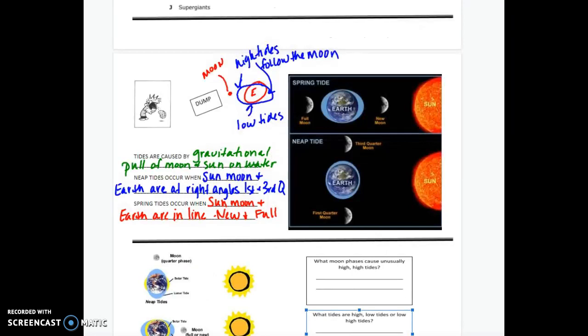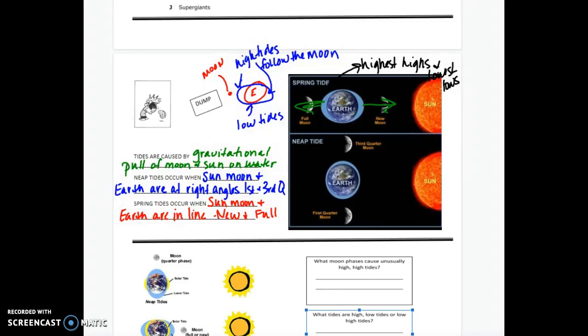Okay, here we're talking about tides. We've got a diagram over here on your right showing spring tides. Spring tides are when we get our highest highs and lowest lows, because the earth and the moon and the sun are all in a line, and the gravitational pull is even greater. It's exaggerated, so the highs could become higher, and of course the lows become lower.